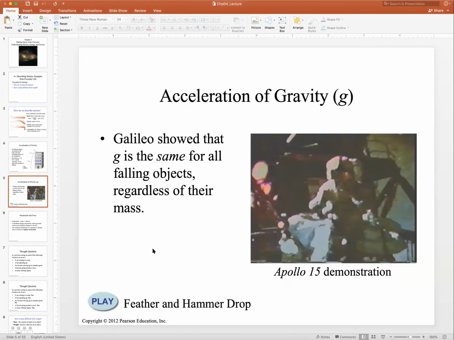Now, this experiment, you can probably search for it on YouTube and see the video for yourself. But as Galileo showed, g is the same for all the falling objects. It doesn't really matter. So the feather and hammer experiment was done outside of Earth, so we don't have any air resistance in our way. You can search for it on Google and see the video for yourself. But they fall at the same rate. So they start at the same time, they hit the ground at the same time.